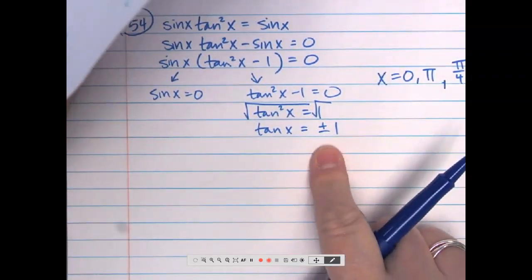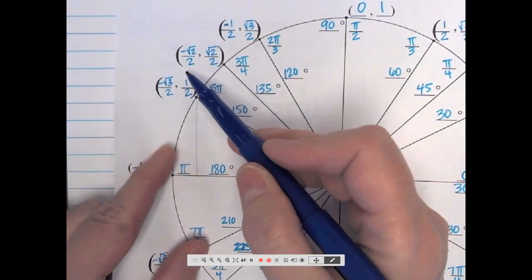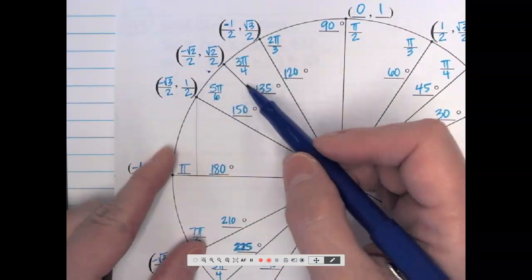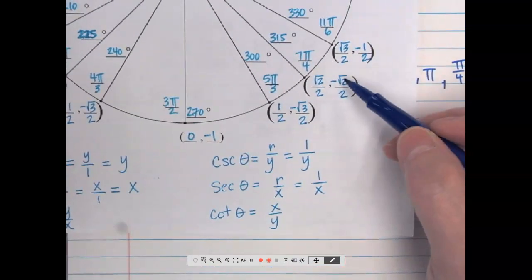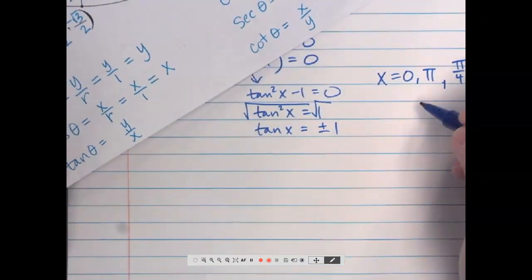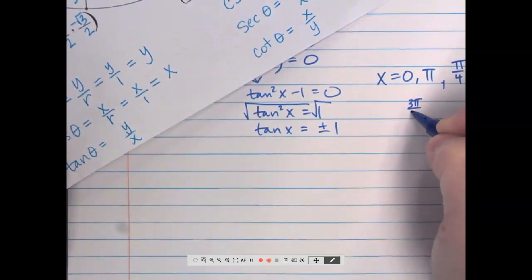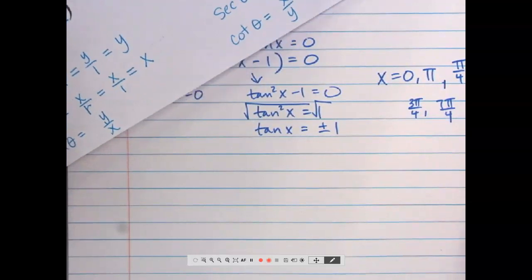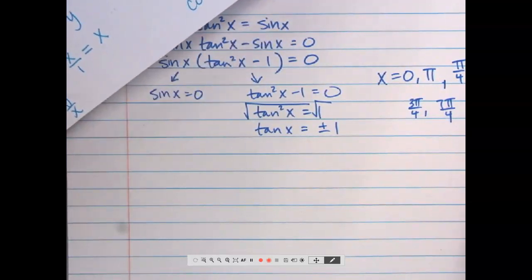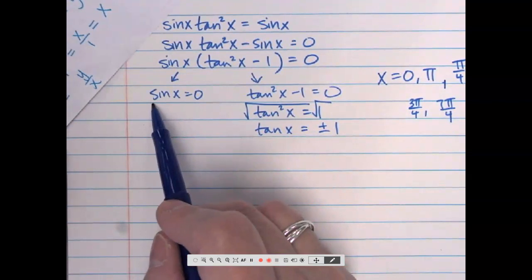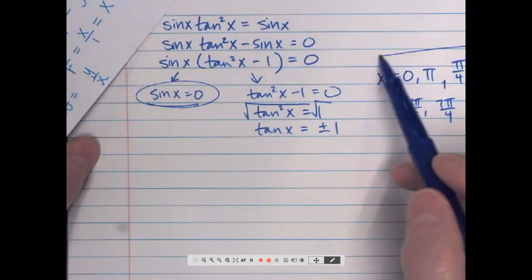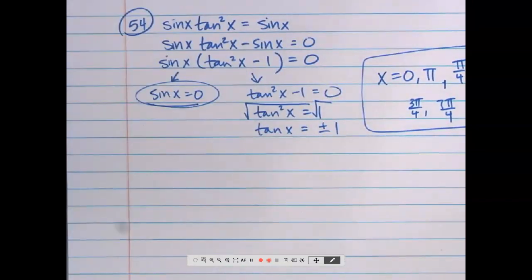What about tangent equaling -1? Well, they're going to be the same number, but one will be positive and one will be negative. So that's our other 45-degree angles, our 3 pi over 4 and our 7 pi over 4 is where we will get that tangent of -1. I want where sine is 0. So that means the y value is 0. Okay, any other comments or questions?